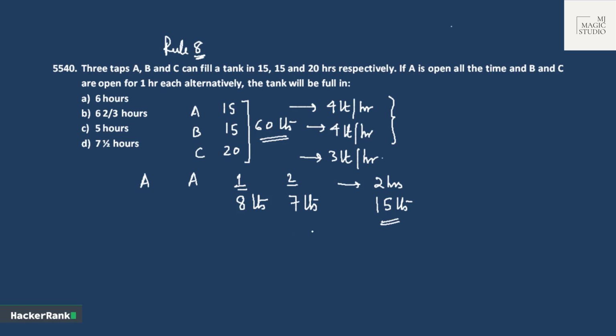60 by 15 is 4. We need 4 of such cycles. 2 into 4 equals 8 hours. In 8 hours, the tank would be full. Option A fits in.